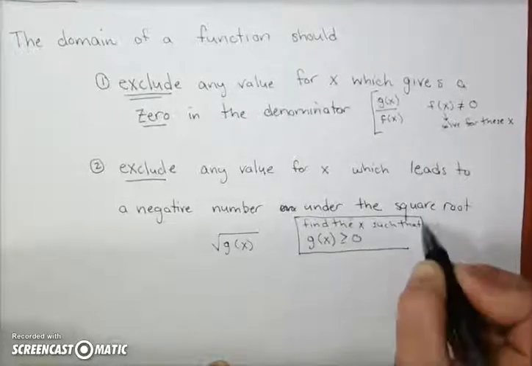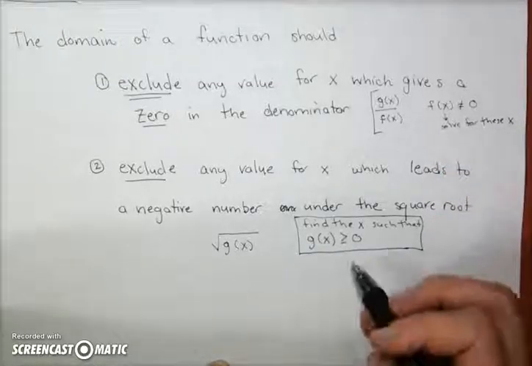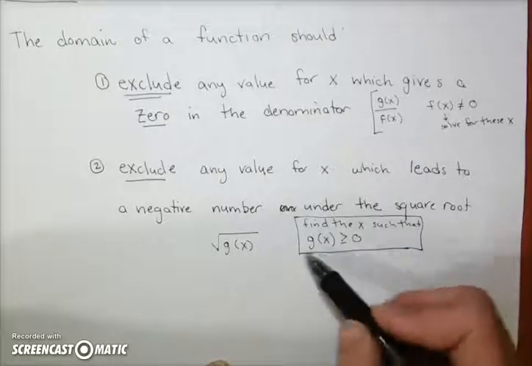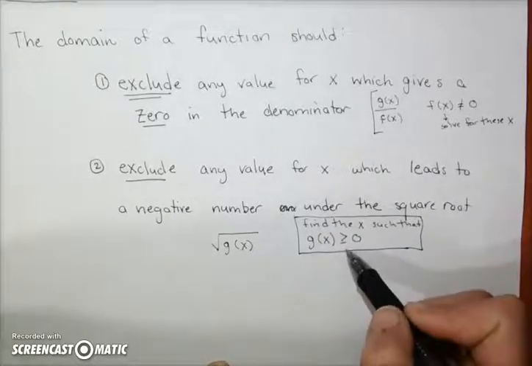So those are the ways that we approach it. We find the x's which make it equal to 0 in the denominator and we leave those out. And if we have a square root sign, we find the x's that make what's underneath the square root sign greater than or equal to 0.